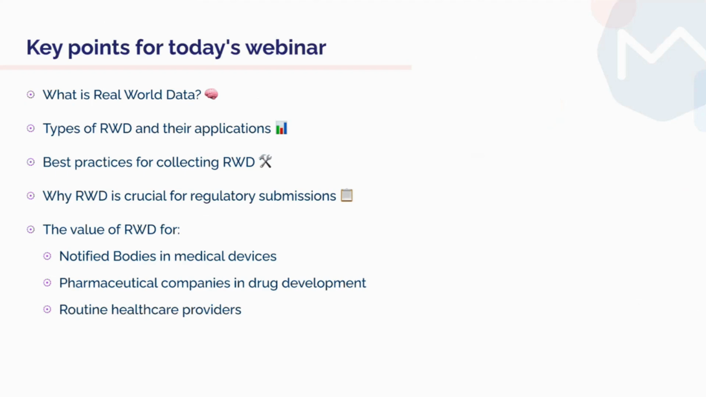So on the agenda, we'll be going through some of the basics, the fundamentals. With regards to what real-world data is, we'll then look at the different sources and how they're applied. We'll go through an overview of some of the best practices, contextualized within what the key regulatory bodies have recommended. And we'll be looking at the importance of real-world data for regulatory submissions across different stakeholders in the life sciences. And we'll also be looking at the value add.